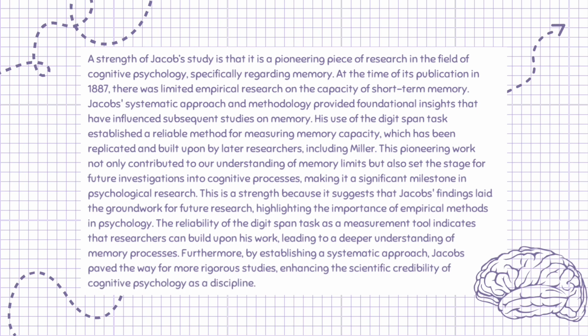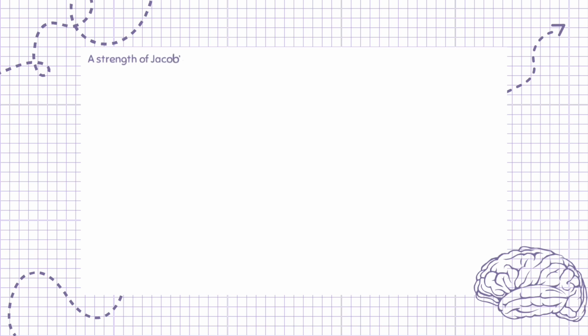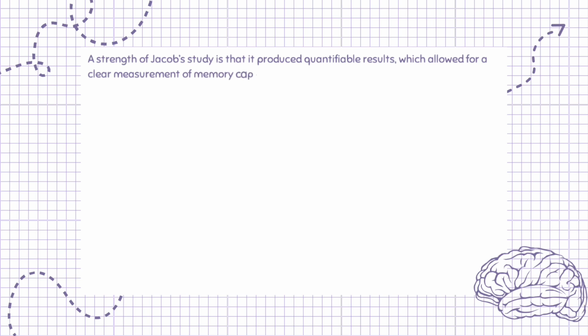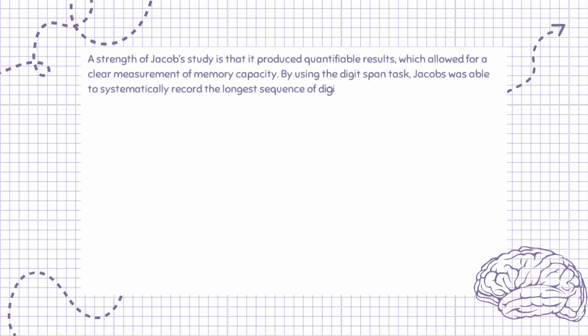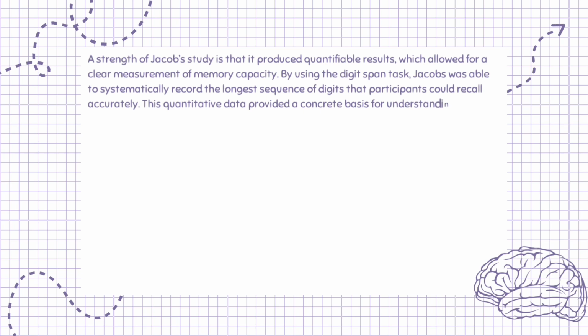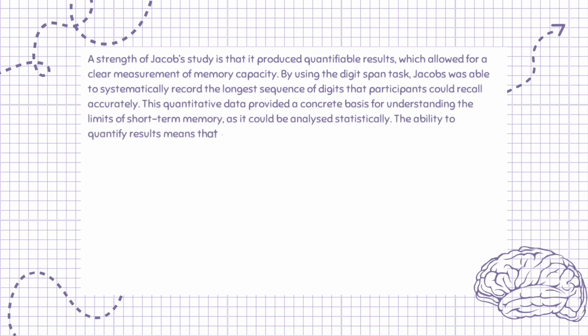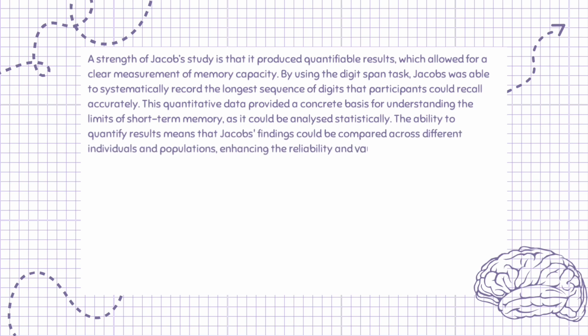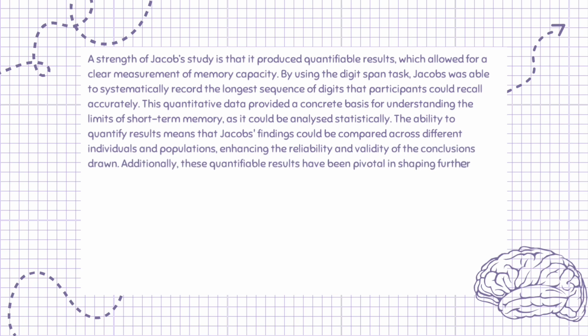A strength of Jacobs' study is that it produced quantifiable results, which allowed for a clear measurement of memory capacity. By using the digit span task, Jacobs was able to systematically record the longest sequence of digits that participants could recall accurately. This quantitative data provided a concrete basis for understanding the limits of short-term memory, as it could be analyzed statistically. The ability to quantify results means that Jacobs' findings could be compared across different individuals and populations, enhancing the reliability and validity of the conclusions drawn.